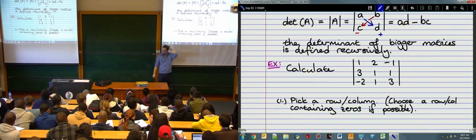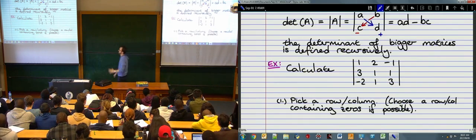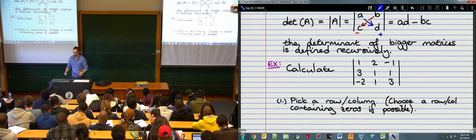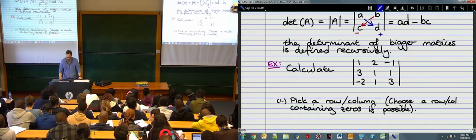Choose a row or column which has got a lot of zeros in it if you possibly can. In this case we can't. We know it is a 0 element, so it doesn't matter which one we choose.